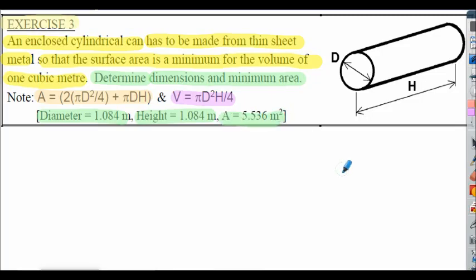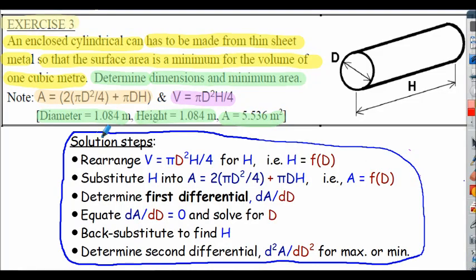If you think you can attempt this exercise without further assistance, I would encourage you to stop the presentation and do so, but I will show you the full worked solution on the following slide. If you do want to attempt exercise 3 before reviewing the solution, here are the suggested steps in the process. Initially, rearrange the volume equation stated above for H, so that H is effectively a function of D. Notice the value of volume V is 1 cubic meter as stated in the question.